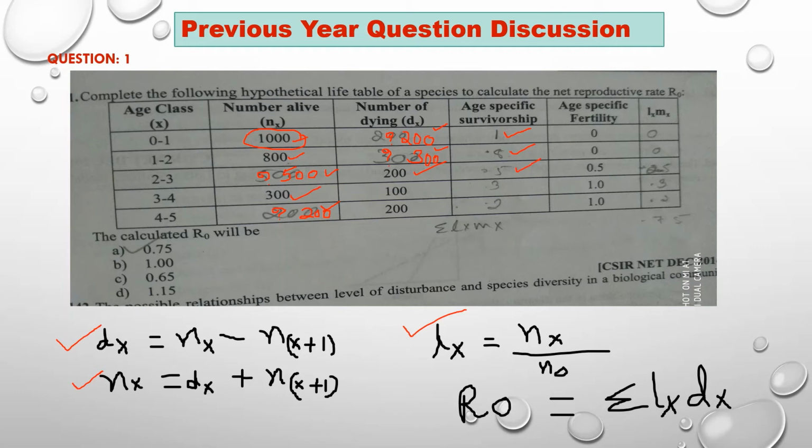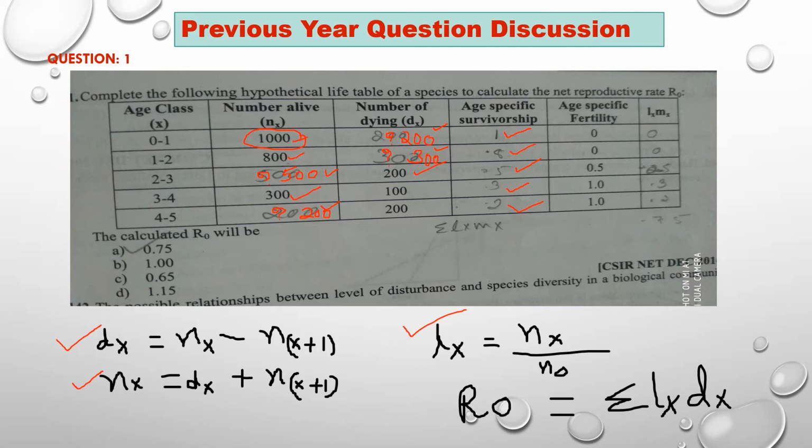In 3 to 4 age class, 300 is Nx and N0 is 1000. So 300 by 1000, 0.3 is Lx value. In age class 4 to 5, Nx is 200 and N0 1000. So 200 by 1000, 0.2. So these are the values of Lx. Next we have to calculate Lx mx value.